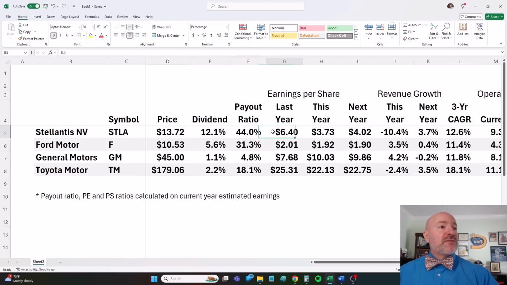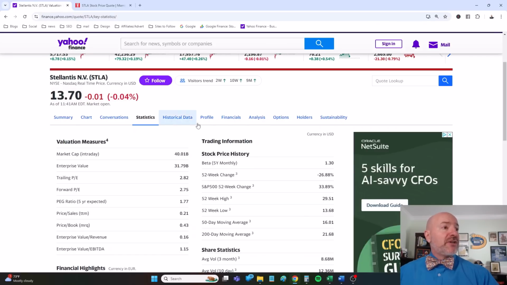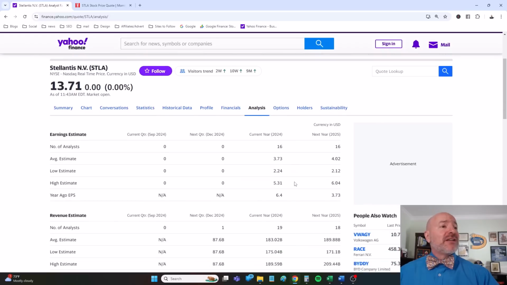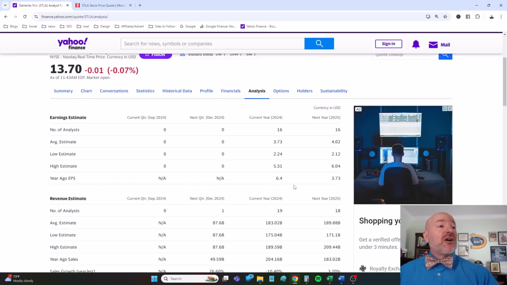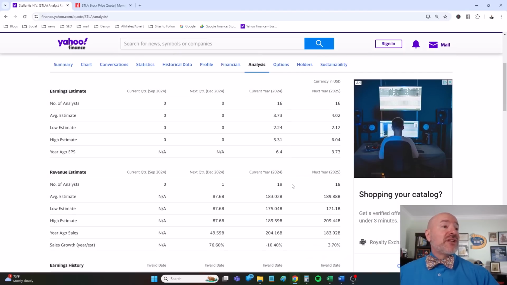For these earnings per share and the revenue growth, we're going to go to Yahoo Finance, and we'll go to the analysis tab. It's really one of my favorite tabs on Yahoo Finance, because you get a sense of which companies are growing, which companies are turning those sales into earnings, and what they're doing with that. So what we can do here is go to earnings estimates. We see the number of analysts covering those: 16 analysts covering earnings for Stellantis, 18 covering revenue estimates.